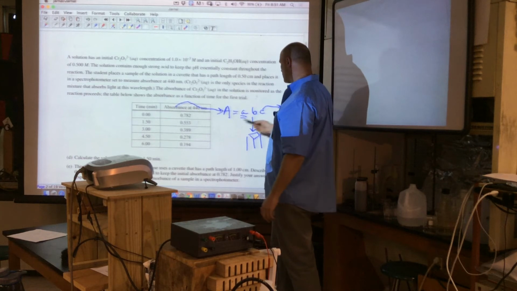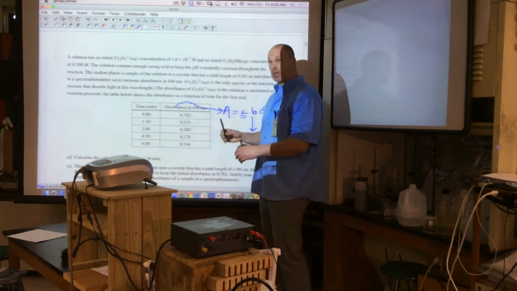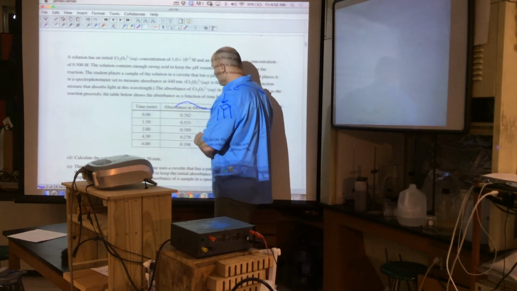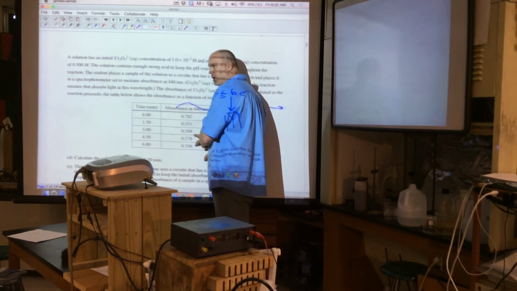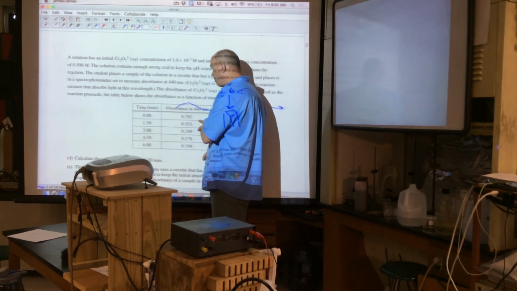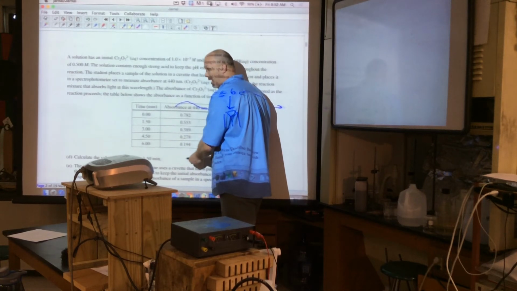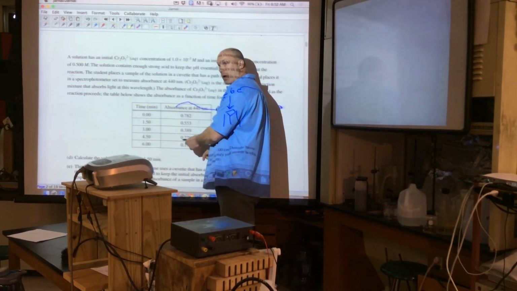Absorbance over the concentration still equals this constant times B. Because I did absorbance over concentration is equal to absorbance over concentration. Yeah, that's what I did. Okay, so what you did essentially was see how these concentrations were changing over time. So you did a proportion, assuming that this was constant, which would work out as well.